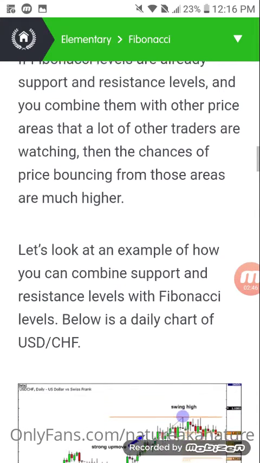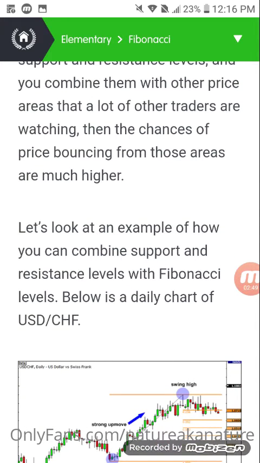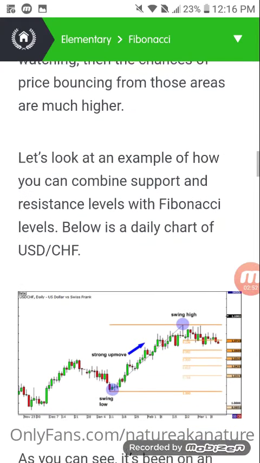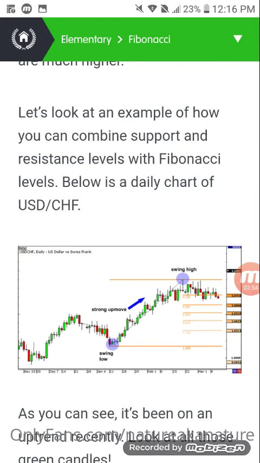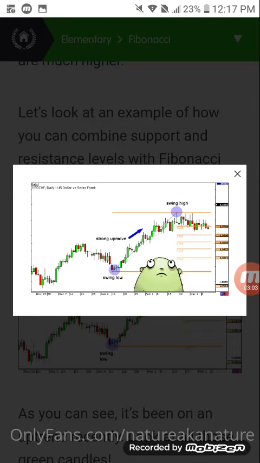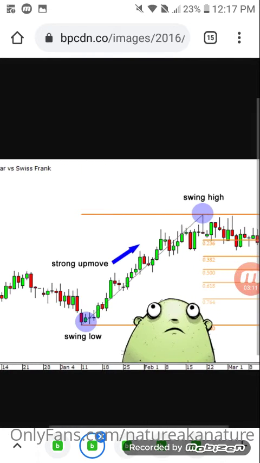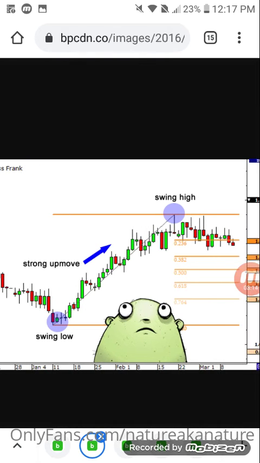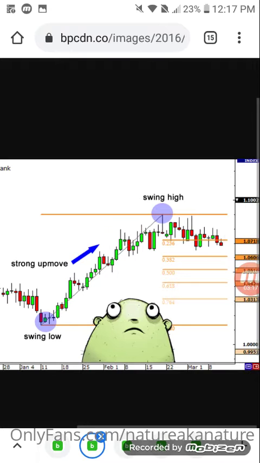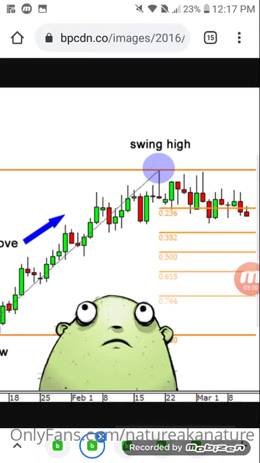So let's look at an example of how you combine support and resistance levels with Fibonacci levels. Below is a daily chart of the USD versus the Swiss franc. This is an uptrend, and we have a strong move up. For an uptrend, we draw from the swing low to the swing high. Then the Fibonacci levels are right here: 23.6, 32.8, 38.2, 50, 61.8, and 76.4.